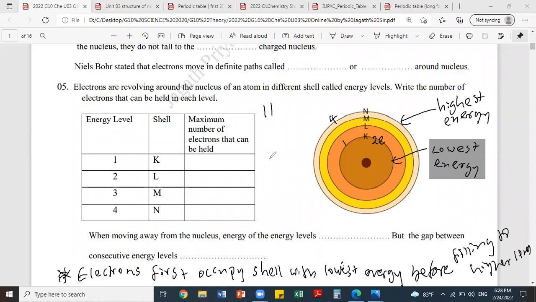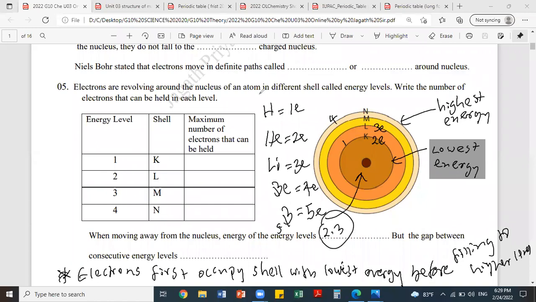Imagine an atom has only 5 electrons. For example, take hydrogen, helium, lithium, beryllium, boron. Hydrogen atom has only 1 electron, helium 2 electrons, lithium 3 electrons, beryllium 4 electrons, and boron 5 electrons. How do we put these 5 electrons into the energy levels? First 2 electrons, then the next level 3 electrons, so that is called configuration 2, 3. This is how electrons occupy the energy levels.